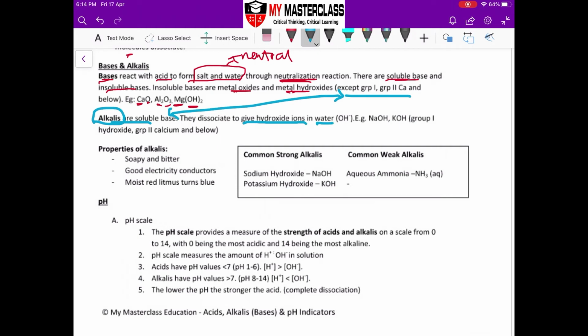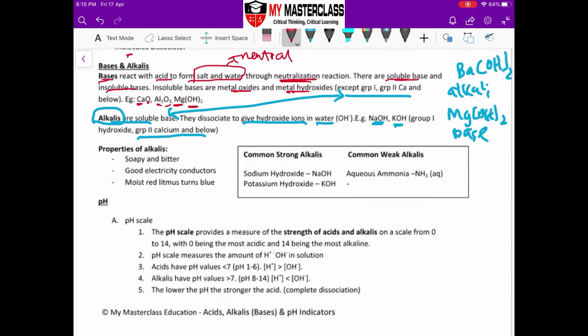Common examples of your alkali, we have your NaOH, these are all group 1, KOH also group 1. Group 2 must be calcium and below. So if you see beryllium hydroxide, this one is an alkali. If you see magnesium hydroxide, because magnesium is above calcium, this is a base. Be very sure to differentiate these two.